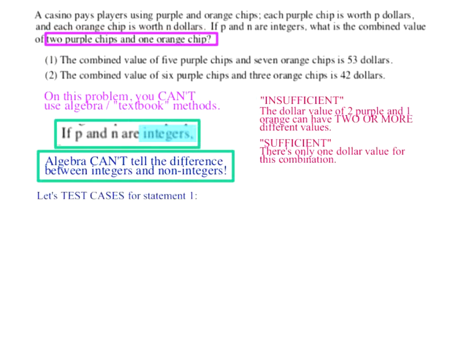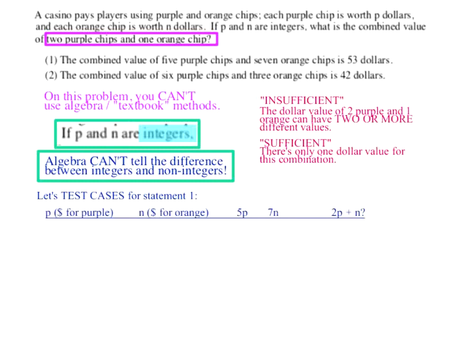So let's say P is the price of a purple chip, and N is the price for orange, and this has to add up to 53. So the check that we need first is we need to check the value of 5P and 7N. And then we need to say what's 2P plus N.